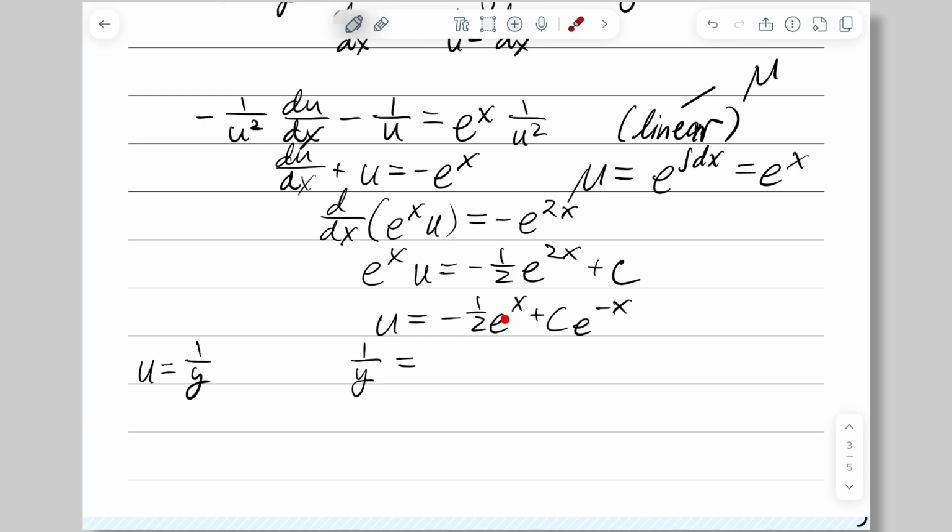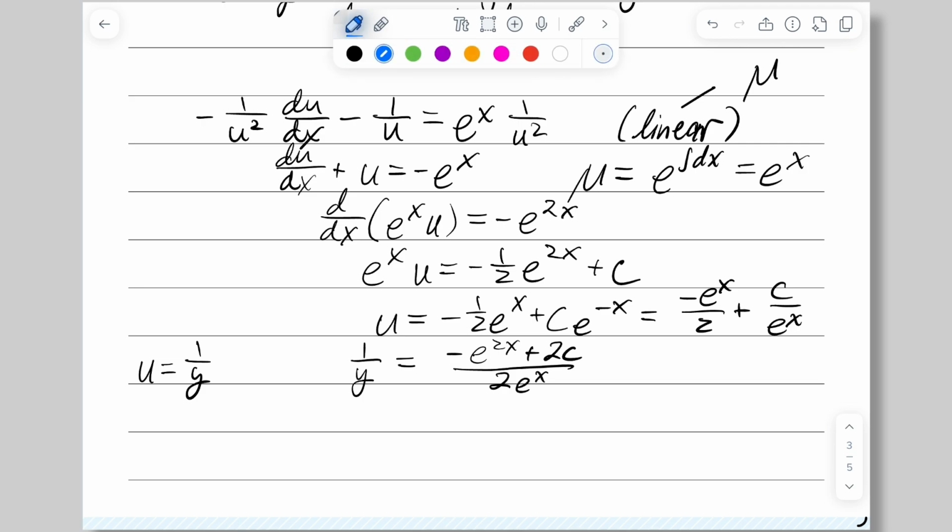And we do not find the reciprocal of each individual term. It would be the reciprocal of the entire right-hand side, for which it would be easier if we had the right-hand side as one single fraction. So I'm going to rewrite the right-hand side as negative e to the x over 2 plus c over e to the x. And then getting common denominators gives us negative e to the 2x plus 2c over 2e to the x.